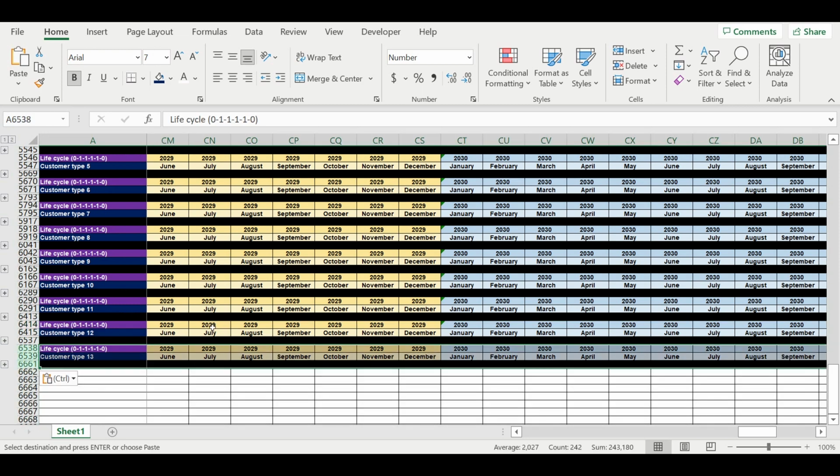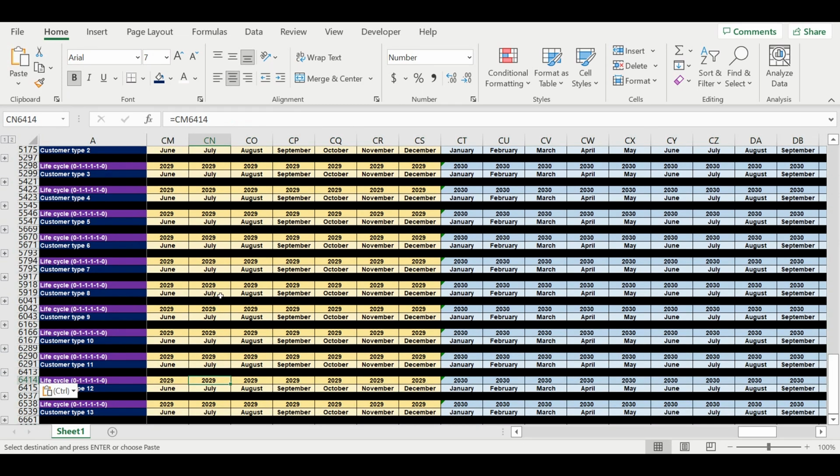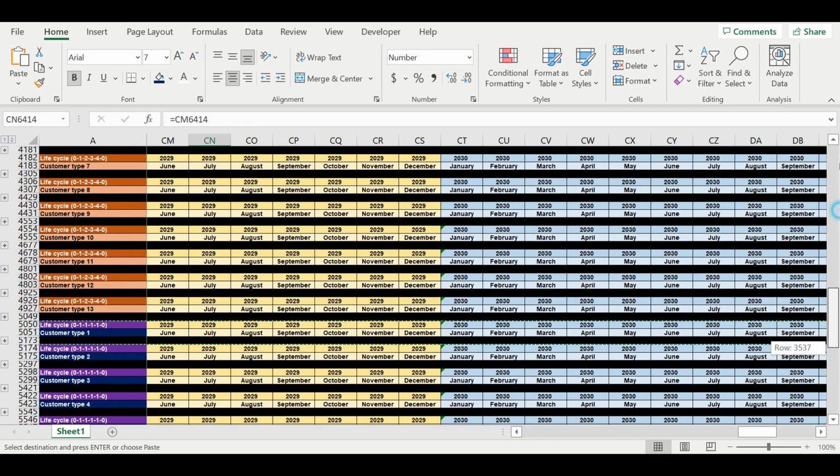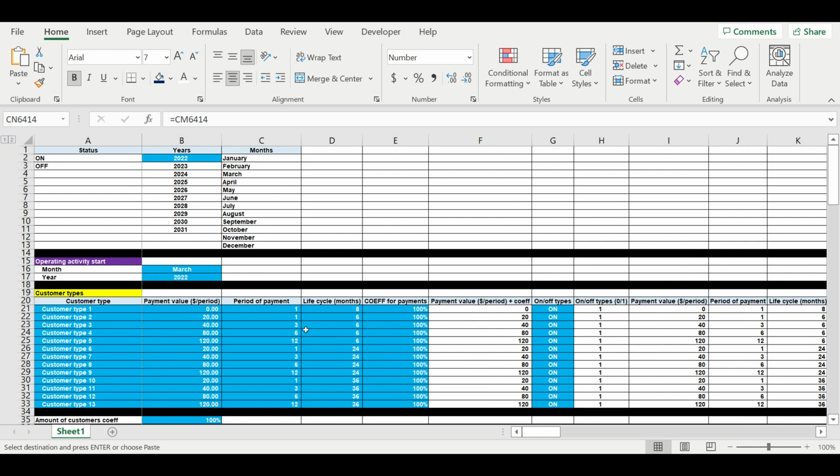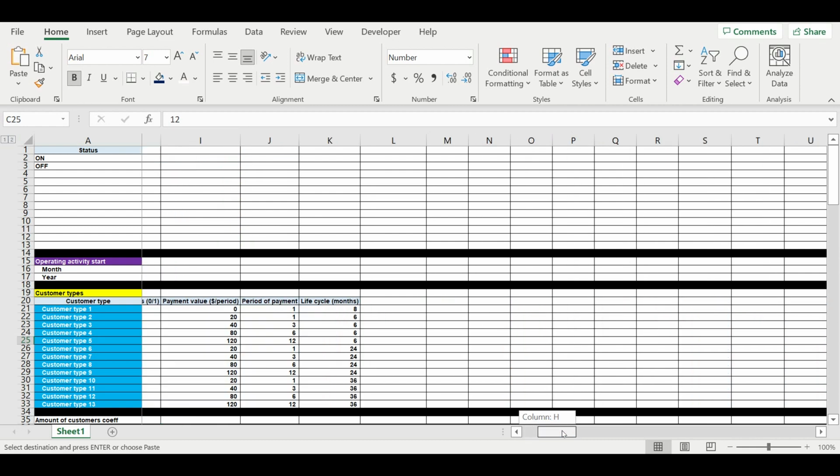Our next step will be periods of payments. For example, some customers pay us once a month. Some types of customers pay us one time in 3 months. Some of them pay us once in half a year. Some of them pay us once a year. So now we have to create the algorithm for these intervals.